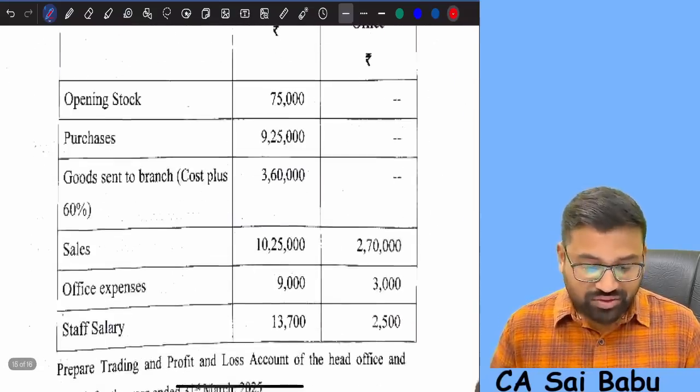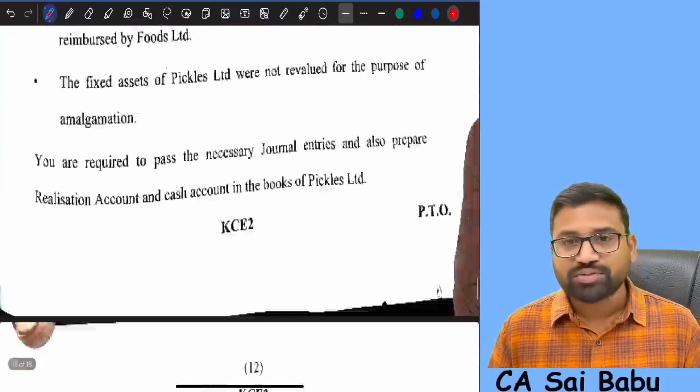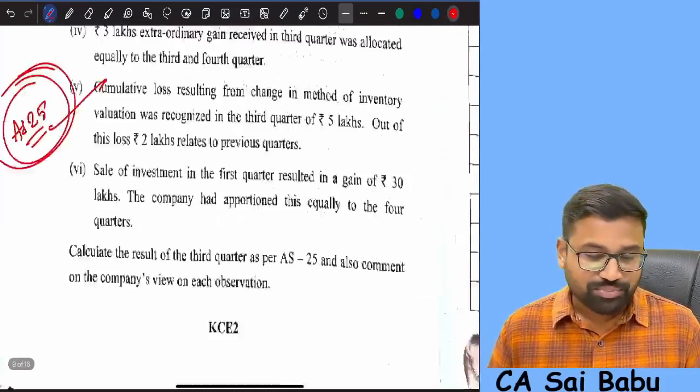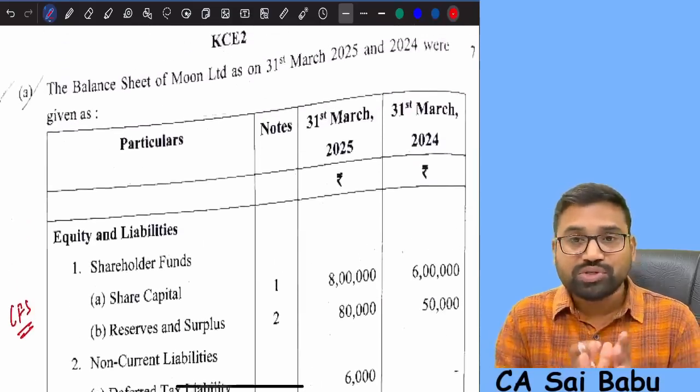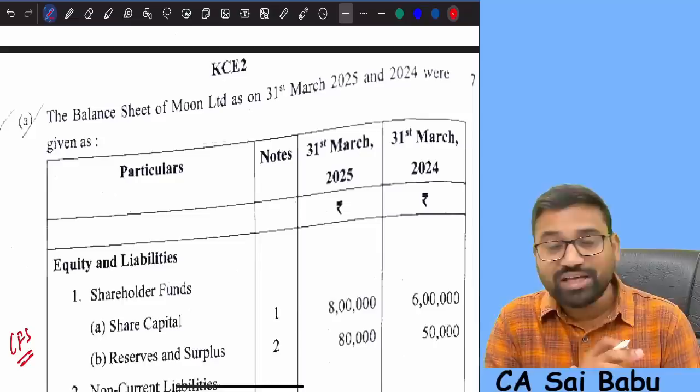And branch account, very simple question only they have asked, sir. So overall, if you ask me, the paper was quite manageable, sir. Easily you can get good marks by this paper, and very happy that most of the questions they have asked are from the important adjustments, important topics I covered before the exams.